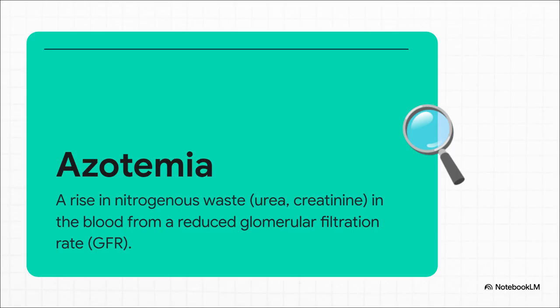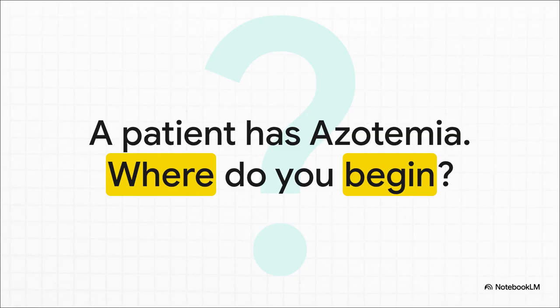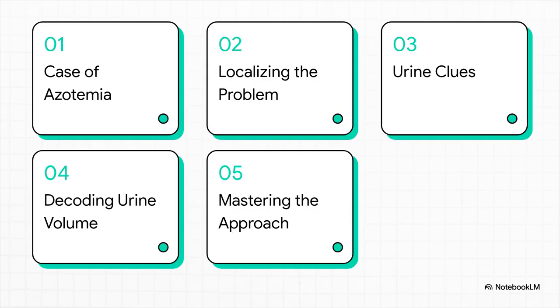of a falling GFR. So, you see this on a lab report, and the immediate question is, okay, what's causing this? It can feel pretty overwhelming, right? There are dozens of potential culprits. But the key isn't to just start guessing. It's to have a system, a method, just like any good detective, to follow the evidence and get to the root cause. So here's our 5-step game plan.